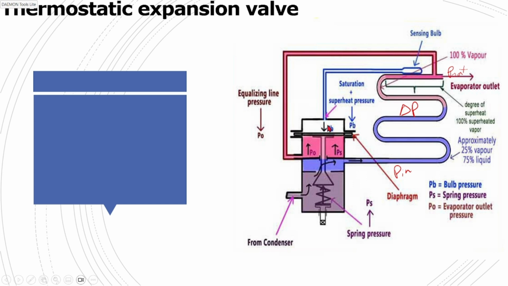The sensing bulb, as in the other normal expansion valve, expands and the bulb pressure acts on the diaphragm, right? And the negative feedback is taken from the exit of the evaporator, the outlet of the evaporator, and it is acting on the underside of the diaphragm. Now what happens? Even now, let's say due to a temperature increment in the room, then what happened?